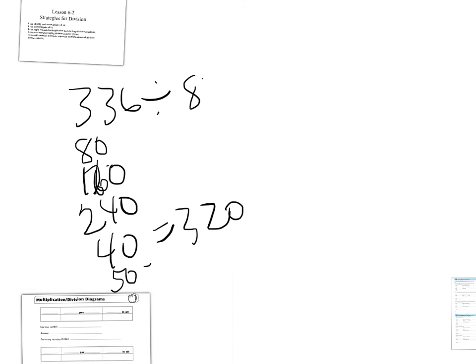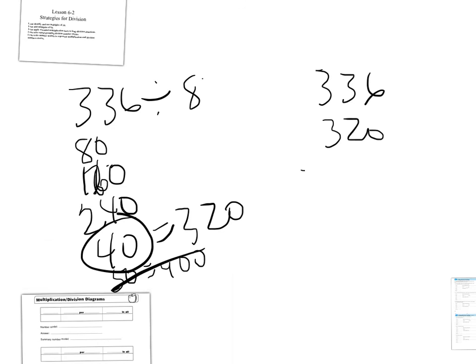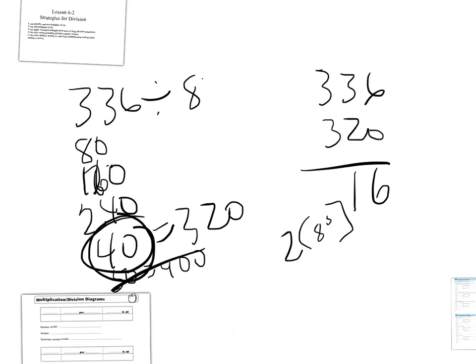Let's do 50 eighths, which would equal 400, puts us way over. So we know it's 40 something. If we have 336 and 40 eights equal 320, you just subtract it, giving yourself 16 left over, and we know 2 eights equals 16. So our answer is the 40 here plus the 2 equals 42.